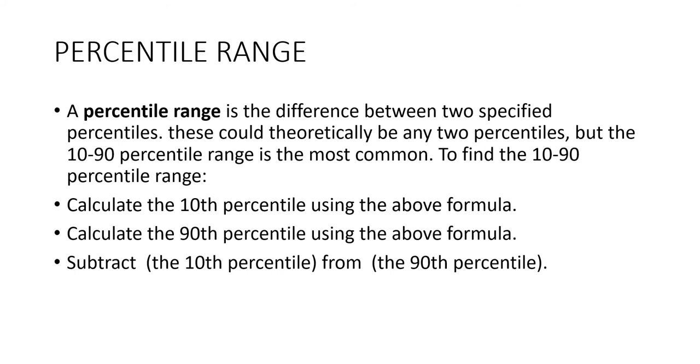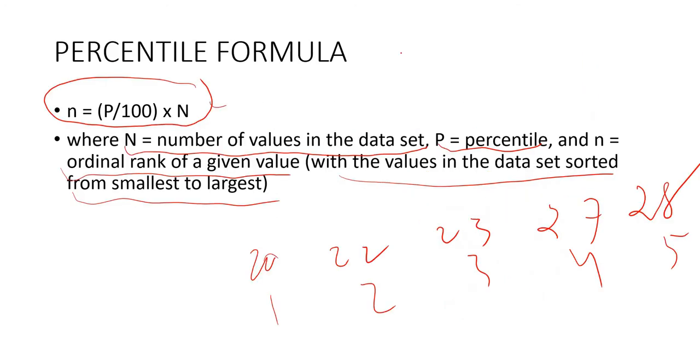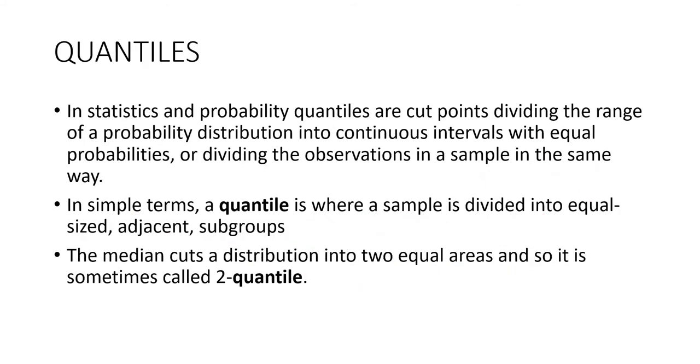Then percentile range. A percentile range is the difference between two specified percentiles. This could theoretically be any two percentiles, but for example, if you want to find the range 10 to 90, then calculate the 10th percentile using the above formula. Then calculate the 90th percentile also using that formula. After that, subtract the 10th percentile from the 90th percentile. Then you will get the percentile range.